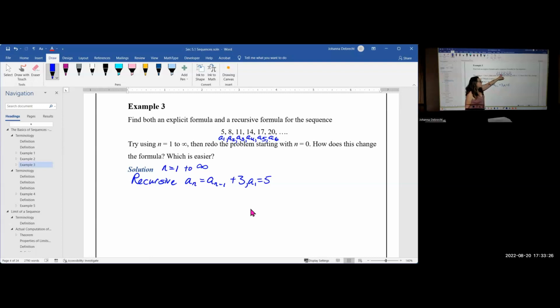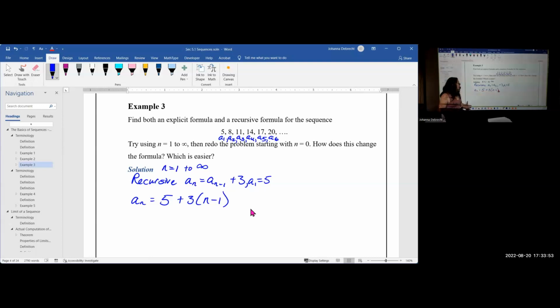Notice that the number of times I add 3 is the subscript of the previous term, in other words, n minus 1. So it looks to me like a formula for a sub n would be to start at 5 and add 3 times n minus 1, the subscript in front. So this would give me a sub n equals 5 plus (n minus 1) times 3.